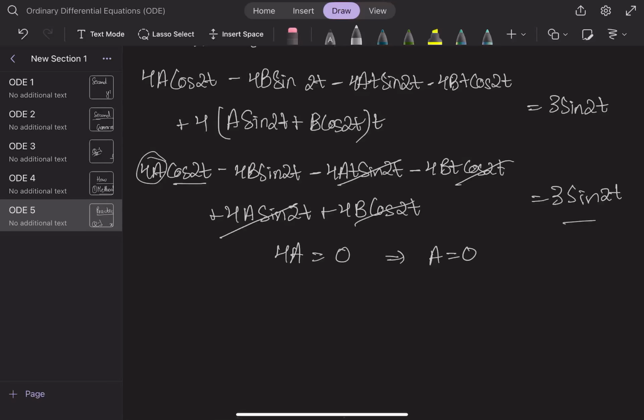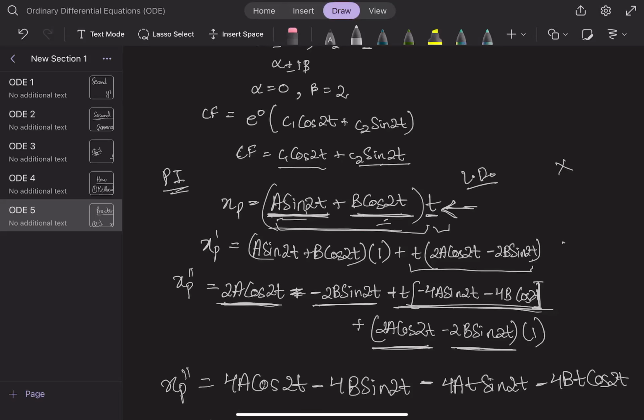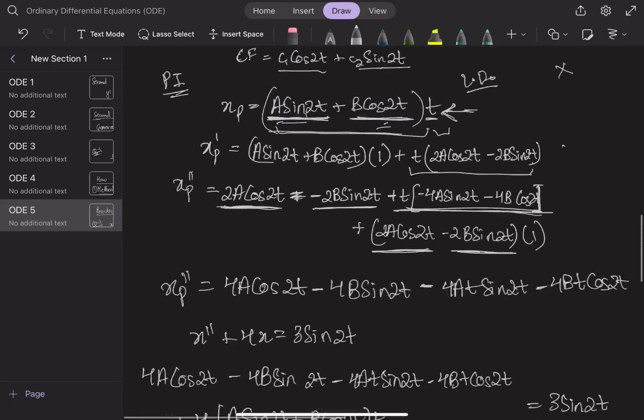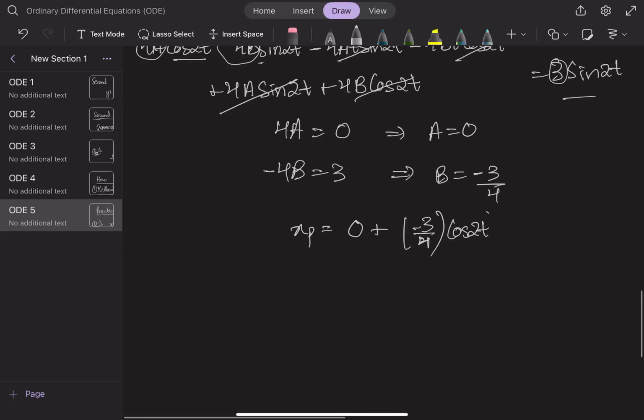And the coefficient of sin 2t over here is minus 4b and here it is 3. So minus 4b is equal to 3. That means b is equal to minus 3 by 4. So our xp becomes 0 plus minus 3 by 4 cos 2t multiplied by t, which means xp is minus 3 by 4 t cos 2t.